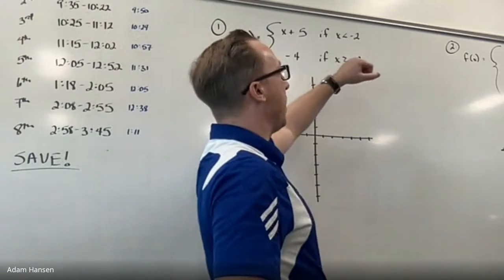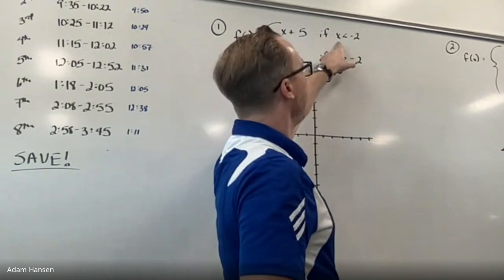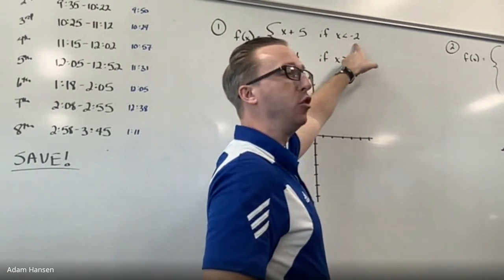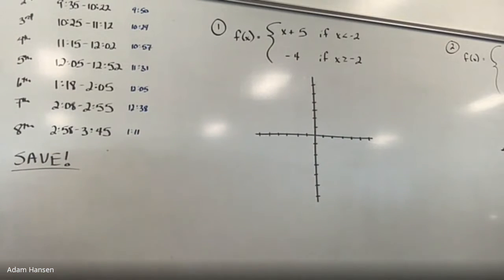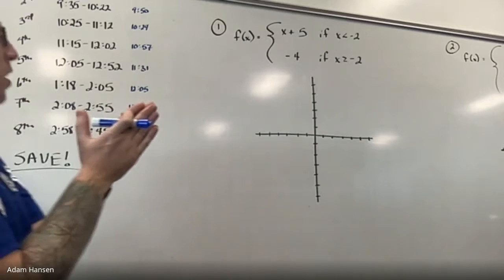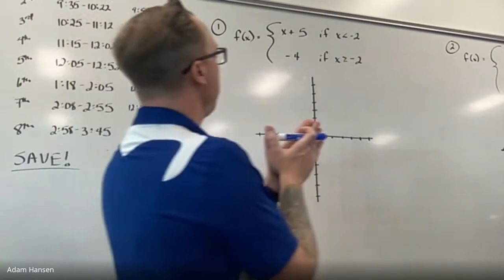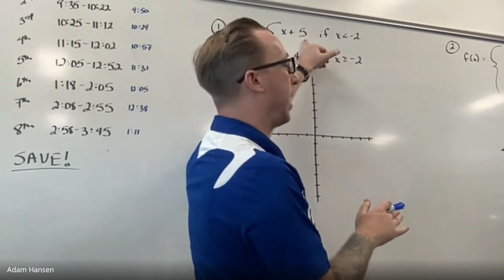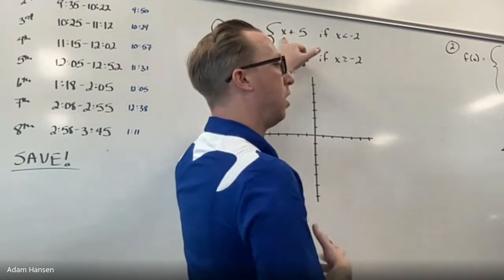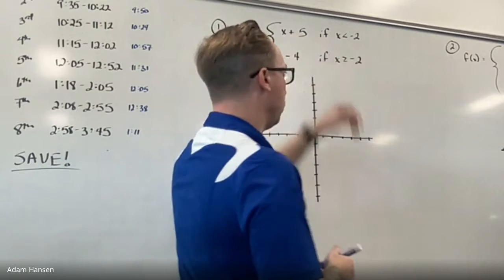Let's start by thinking about what x values work with what. What's a number that's less than -2? What's an x coordinate that I could plug in that's less than -2? -3. So let's plot the graph for an x coordinate of -3. Where's the function at for an x coordinate of -3? Plug it into that expression. What's -3 plus 5? 2.